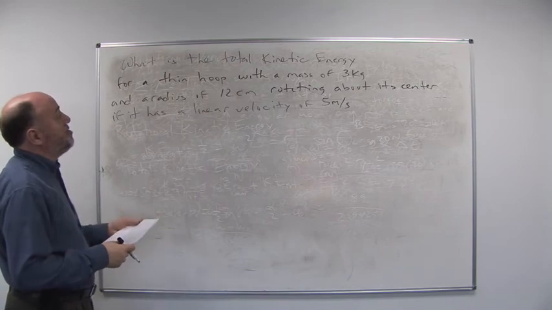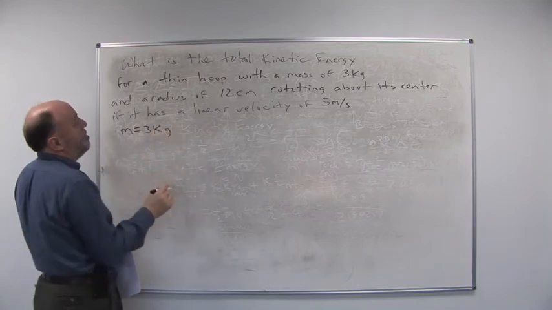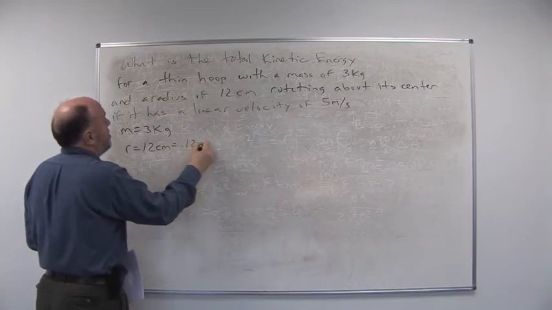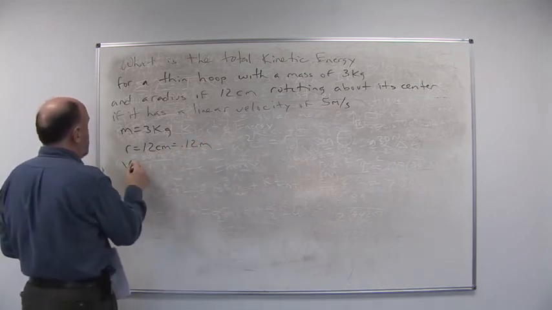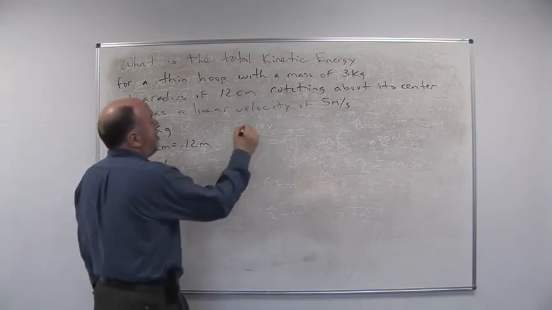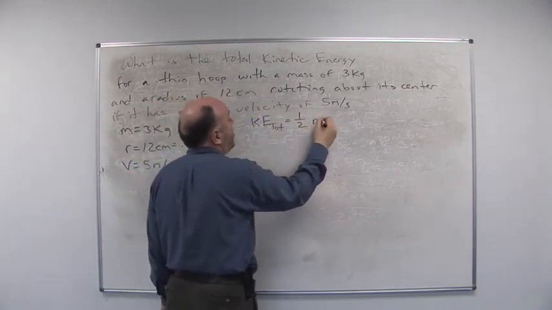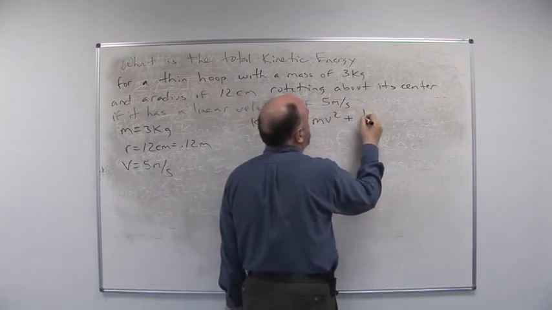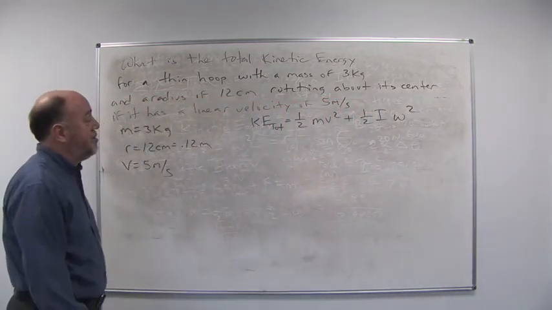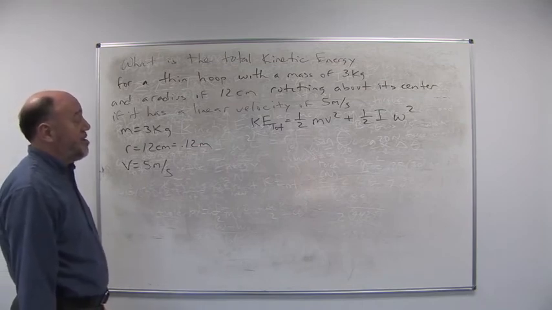So we want to find the total kinetic energy here. We know the mass is 3 kilograms. We know R is 12 centimeters, but that needs to be converted to meters, and so we get that. We know the linear velocity is 5 meters per second, and we want to find the total kinetic energy. Well, the total kinetic energy, we just said, is given by 1/2 mv squared plus 1/2 the moment of inertia times angular velocity squared. Okay? Well, we know m and v. We don't know what I and the angular velocity are yet.